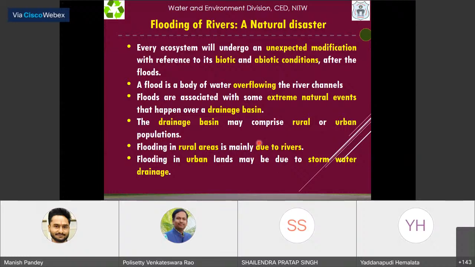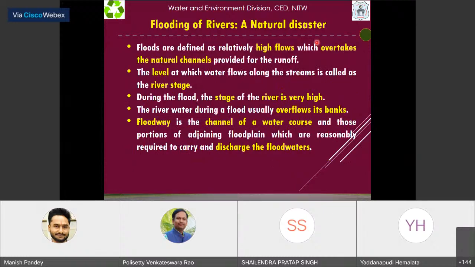So the drainage basin may comprise rural or urban populations. Whenever a flood happens in rural areas, that happens mainly because of flooding of rivers. But in urban areas, there need not be floods from the rivers, but the urban area can be flooded just because of poor drainage conditions. So whenever rural areas are getting flooded, most of the times it is because of the overflowing of water bodies. But in urban areas, it need not be only the overflowing of water bodies, but maybe because of several poor drainage conditions that are likely present in urban areas.